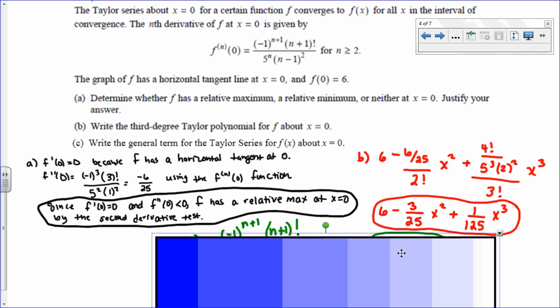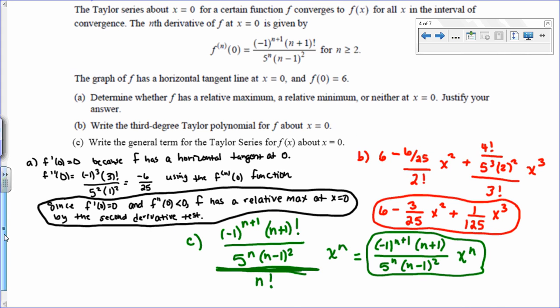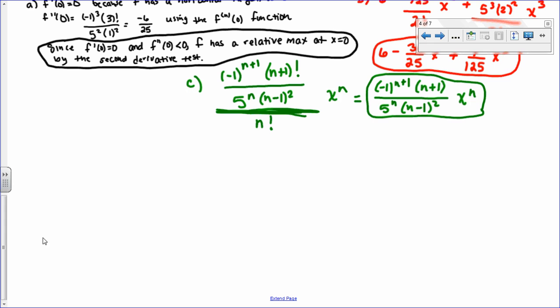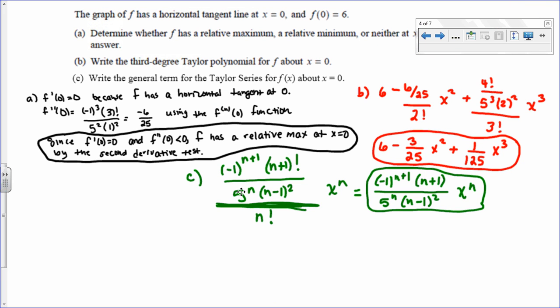All right, and then last but not least, write the general form. What? I don't see a pattern here. That's okay, we actually don't need a pattern for the general form. The general form is just the nth derivative over n factorial x to the n. Here's the nth derivative. They gave it to us. So for this one, I took the nth derivative by just transposing that big function and putting it on top. Nth derivative over n factorial x to the n.